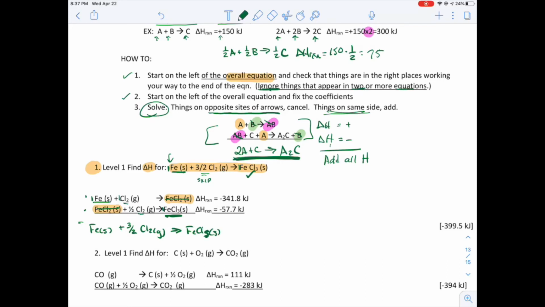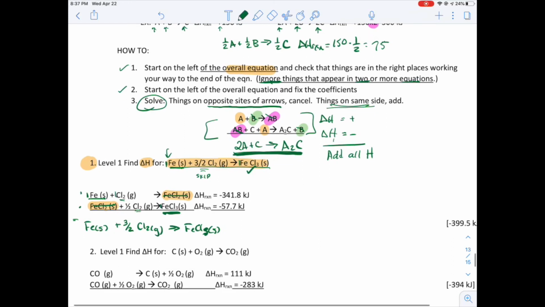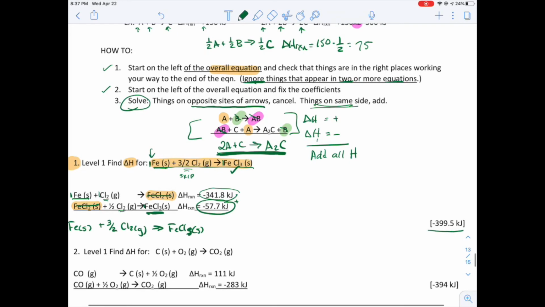Now, this is where we're checking. Is that this equation up here? Oh, yes, it is. So we've done a match. This is the whole self-checking part. Once we've made a match, we can just add up our H of reactions. So this is saying that you take this number here and you're going to add it to this number. And when you do, you get the 399.5. Let me show you the next one.